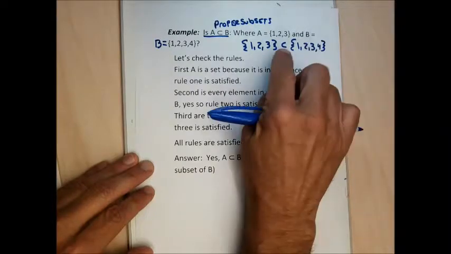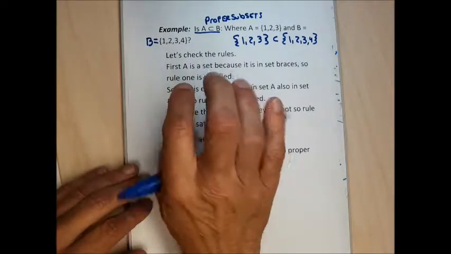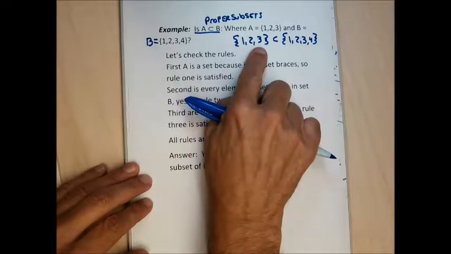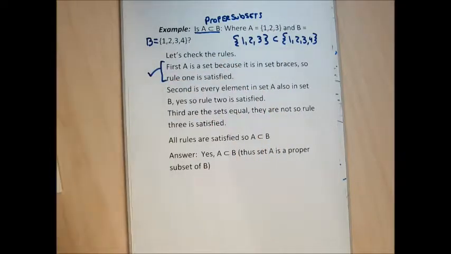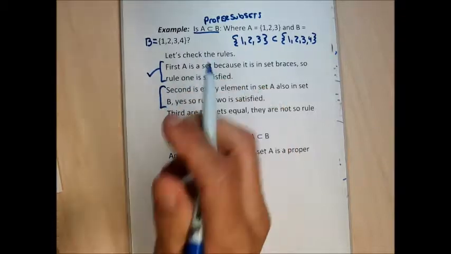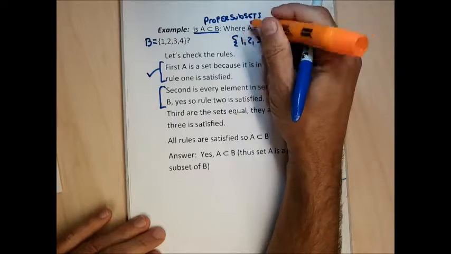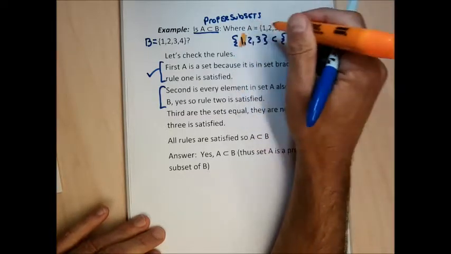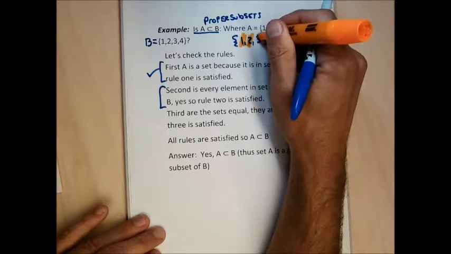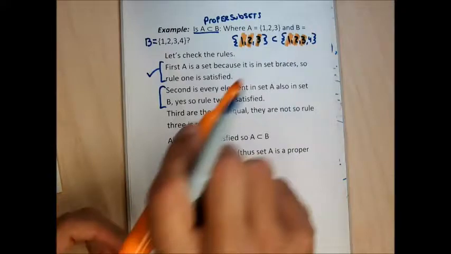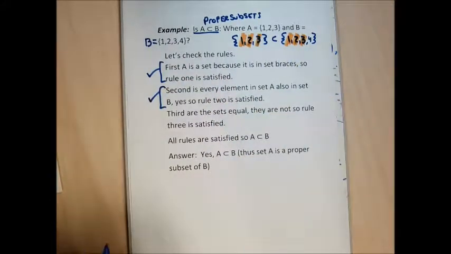So to see if this is a true statement, I just have to satisfy the three rules. The first rule is set A has to be a set, and A is a set because it's written in set braces. So the first rule is satisfied. The second rule is every element in set A also has to be an element of set B. Well, let me look. 1 is in A, 1 is also in B. 2 is in A, 2 is also in B. 3 is in A, 3 is also in B. So the three elements of A are also in B, so rule 2 is satisfied.